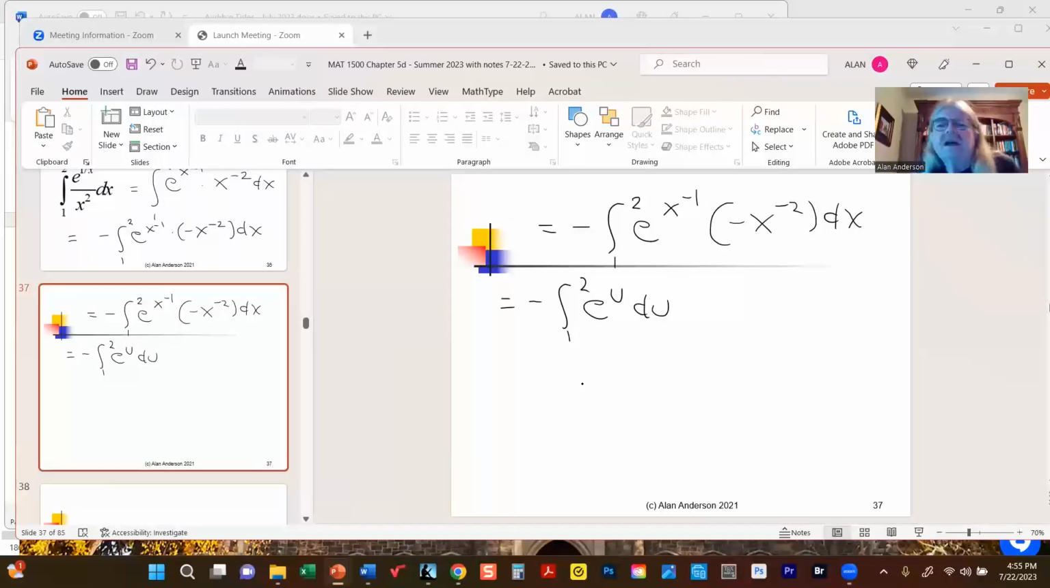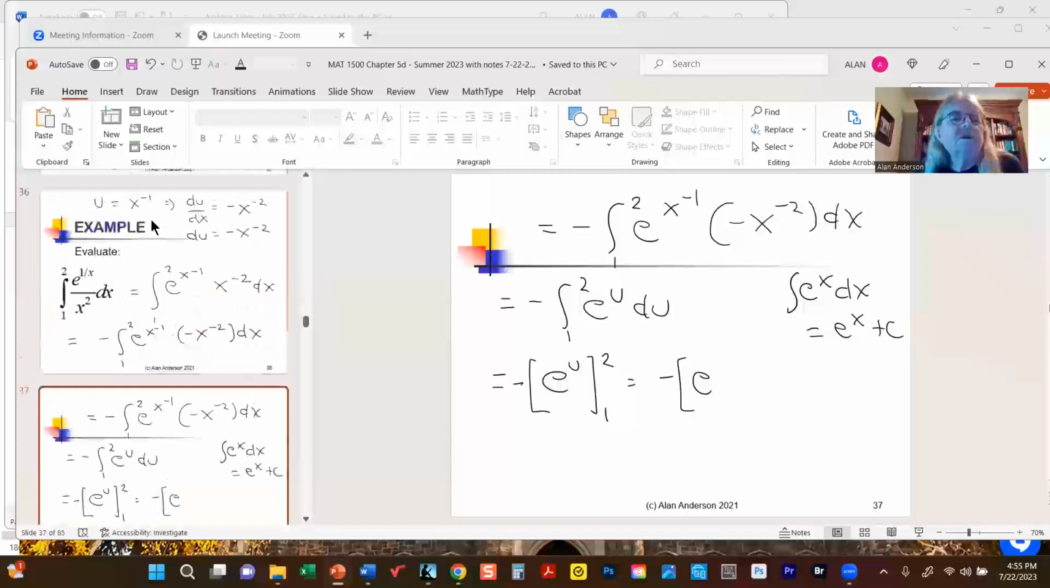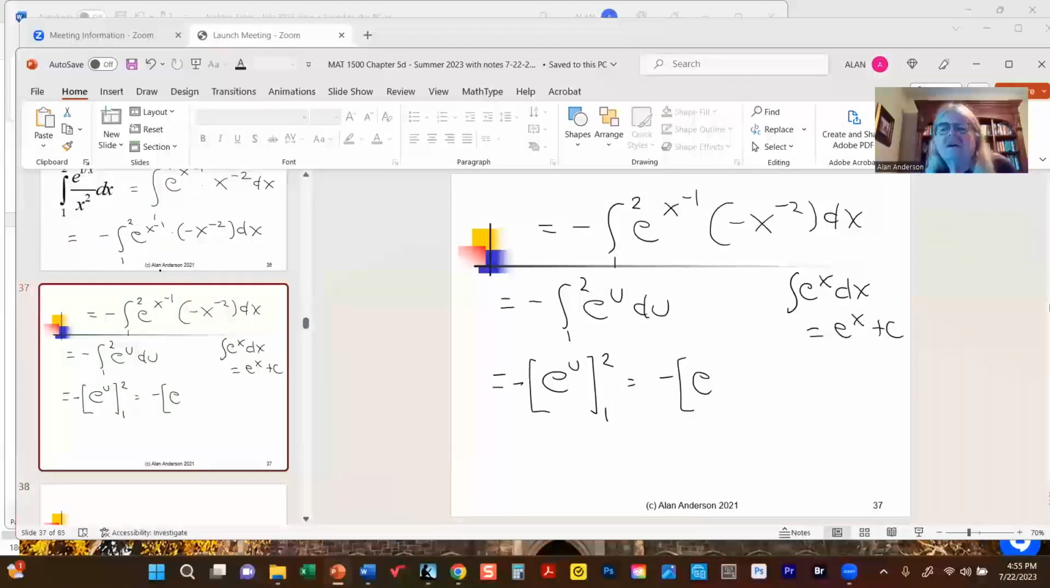And so we already know from past experience that the integral of e to the x dx is simply e to the x plus c. But here, this is a definite integral. We don't have to worry about the c. So instead, we have negative e to the u evaluated from 1 up to 2. And since u was defined to be x to the minus 1 power, now we just plug in the two limits, e to the 2 to the minus 1 minus e to the 1 to the minus 1 power.